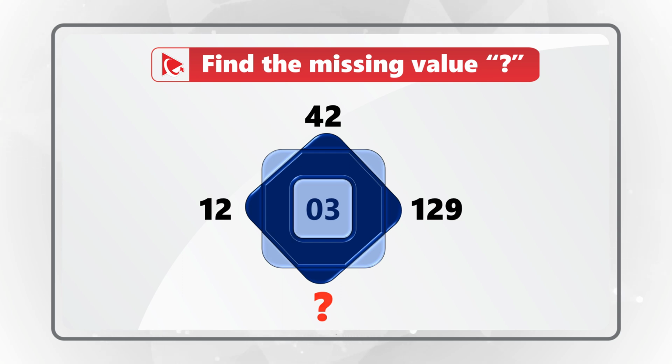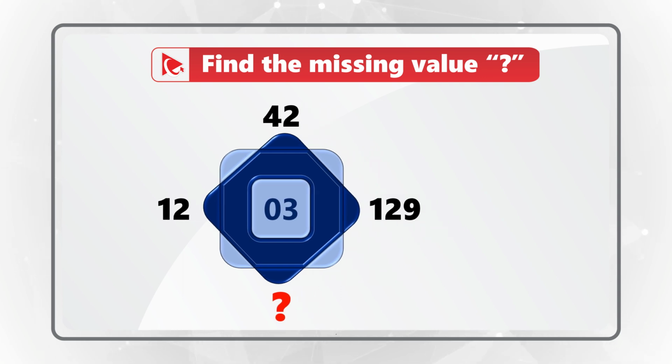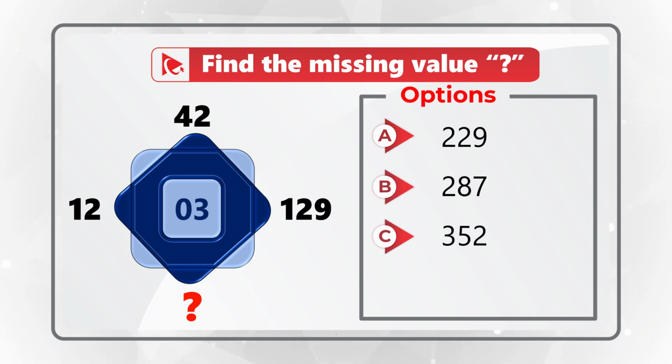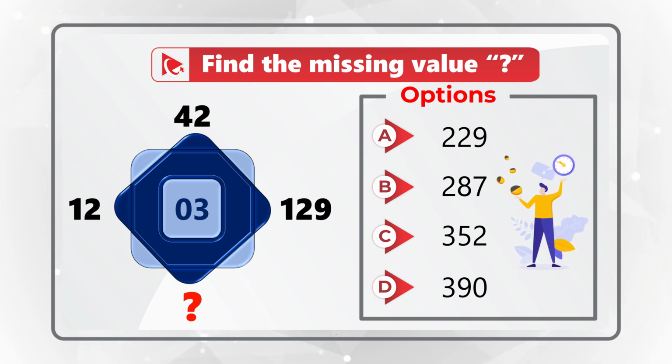Missing value is represented by the question mark in a shape that contains numbers around the shape as well as one number inside. The numbers you see are 12, 42, 129, and then there is a number 3 in the middle. You have 4 different choices to choose from. Choice A, 229. Choice B, 287. Choice C, 352. And then choice D, 390. Take a close look to see if you can recognize the pattern and solve this challenge.